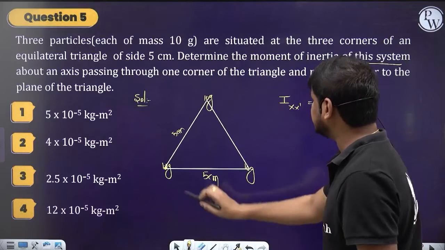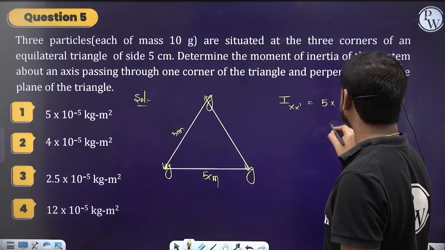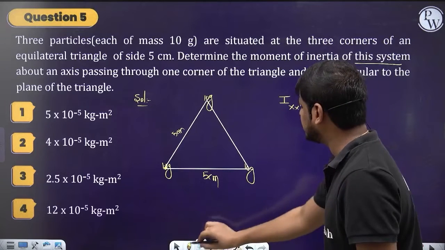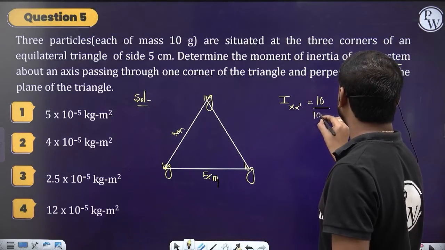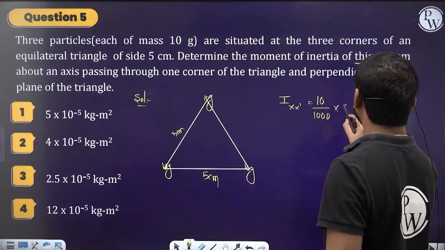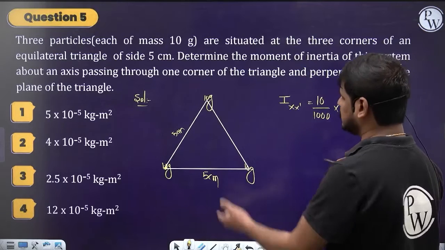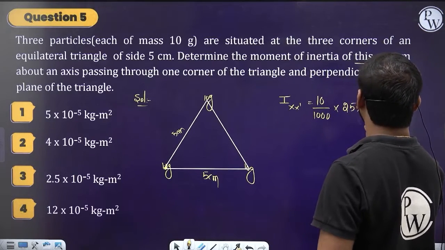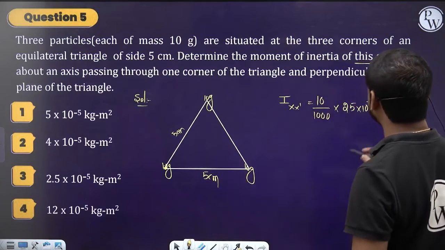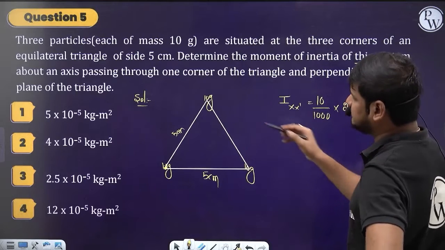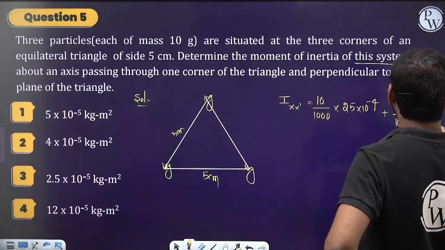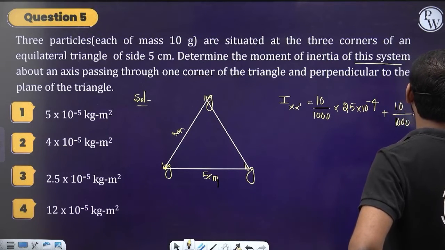So the first mass is at a distance of 5 centimeters, and its mass is 10 grams. So 10 by 1000 into 5 centimeter square, which is 25. Centimeter square means I can write 10 to the power minus 4 meters square; I am converting it. Then the other one is also at a distance of 5 centimeters, and the mass is 10 grams again. So 10 by 1000 into 25 into 10 to the power minus 4.